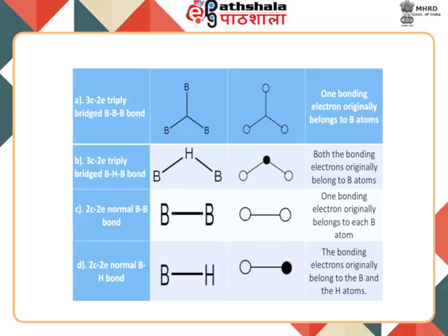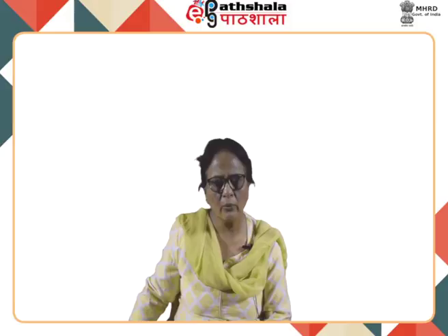And finally, the 2 center 2 electron normal BH bonds, the bonding electrons originally belong to the boron and the hydrogen atoms. However, the boron atom of each terminal BH2 group contributes 1 electron to the framework. Thus, overall bonding in boranes is codified as a 4-digit number called the Styx number.